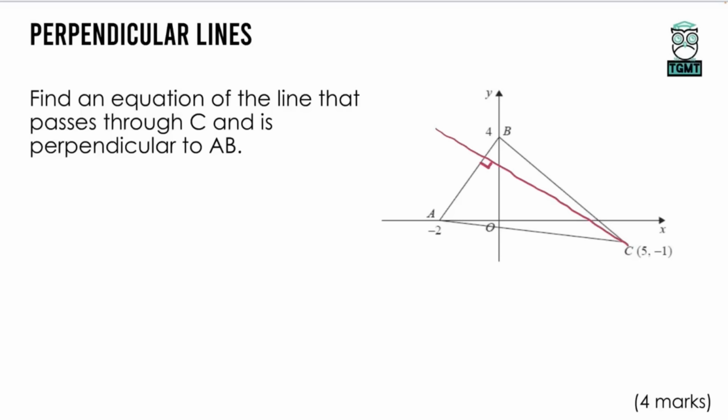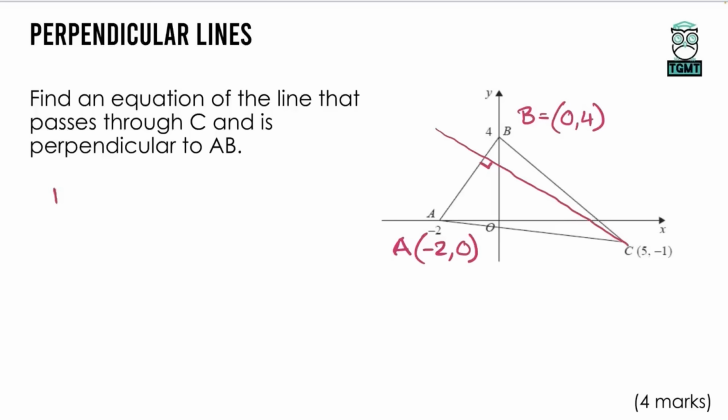Now B over here is the coordinate, and let's just have a think. The x coordinate is 0, the y coordinate is 4. A down here, the x coordinate is -2 and the y coordinate is 0. So if we want to find the gradient of AB, we can then find the gradient of this perpendicular line.